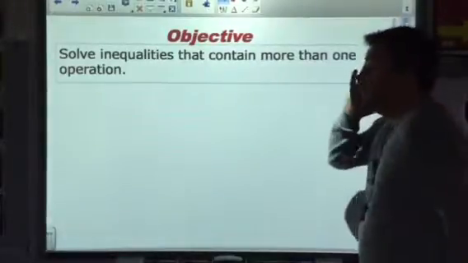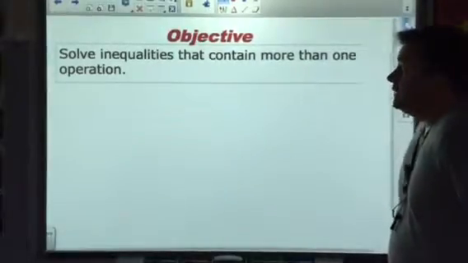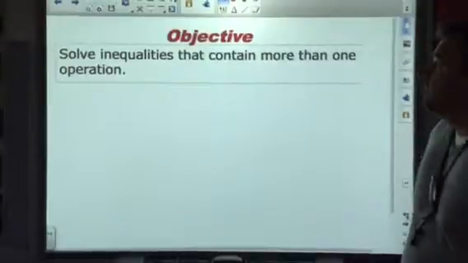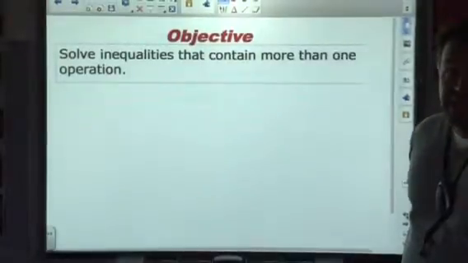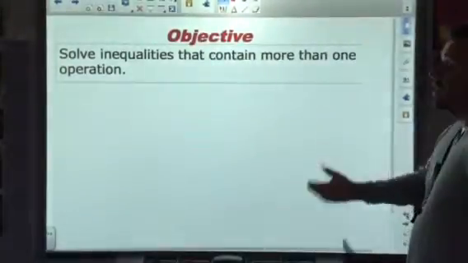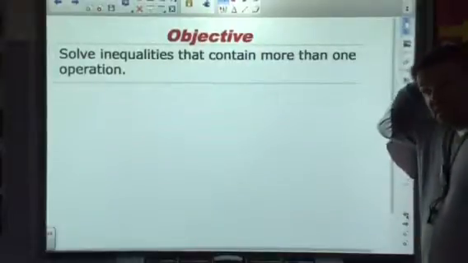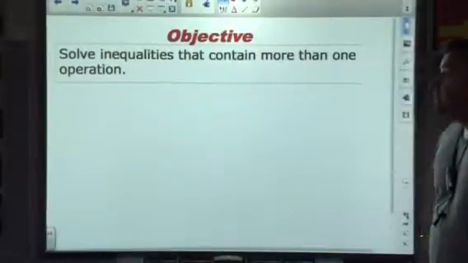So this is Algebra Chapter 3.4. We're still working with inequalities, but we're doing inequalities that contain more than one operation. It's going to take at least 2 steps to solve some of these.